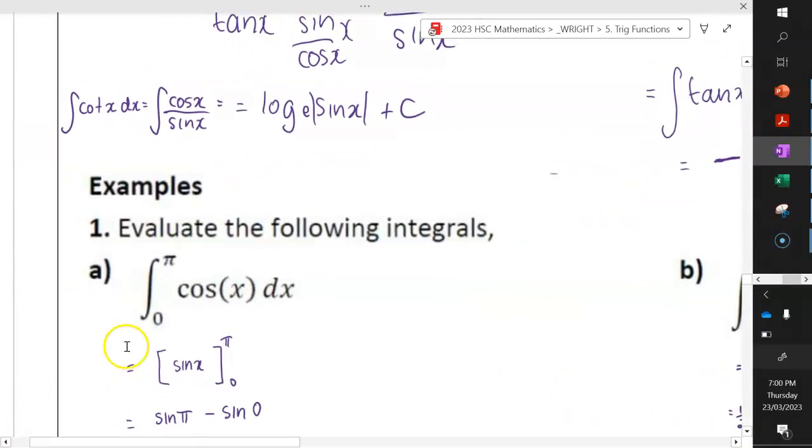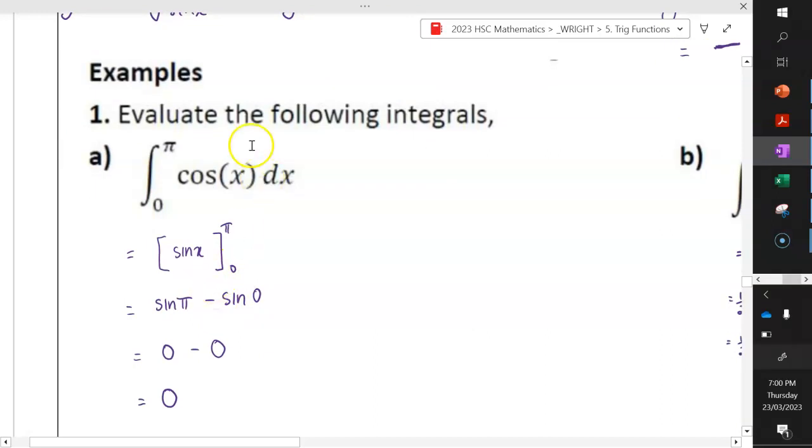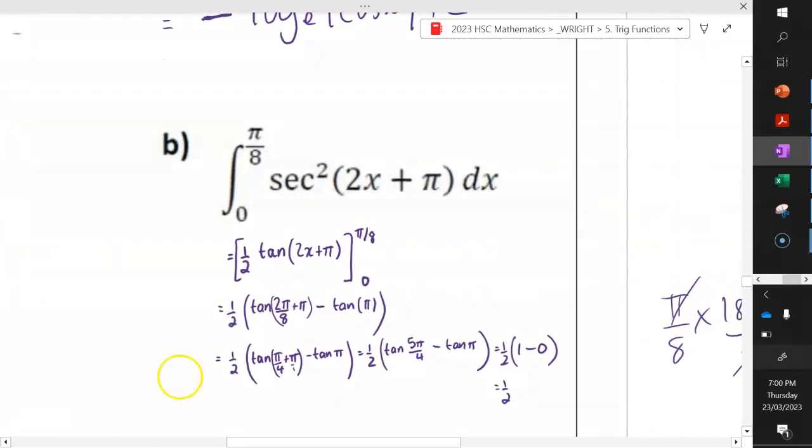Evaluate the following integrals. We're going to evaluate the integral between pi and 0 of cos of x. Okay, so when we're integrating cos, we're getting sine. Between pi and 0, it becomes sine of pi minus sine of 0. These ones you can pop in your calculator. Pi is 180, sine of 180 is 0, sine of 0 is 0. We end up with 0. Nice straightforward one.